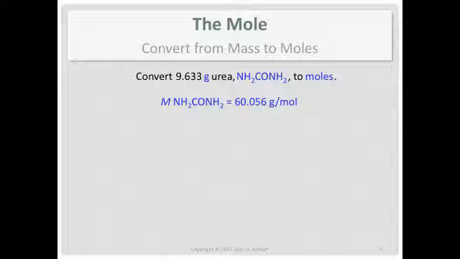And then remember what I said about molar mass. For calculation purposes, for using it in a calculation, you need to split the mass and the moles. And whenever you calculate the molar mass, remember it's 60.056 grams equals 1 mole, not 60.056 moles equals 1 gram. That will cause lots of problems.